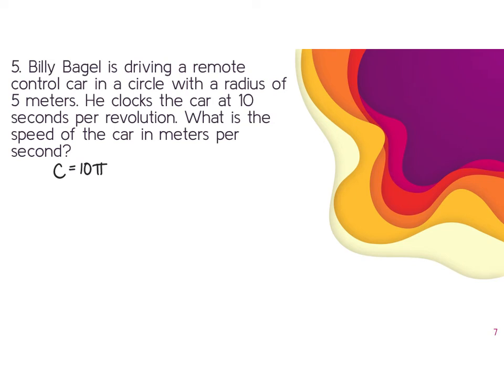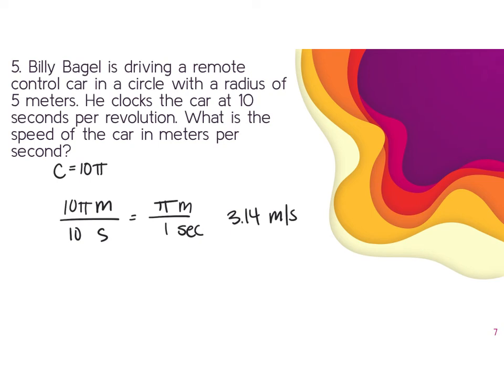Now, our problem says that he's clocking the car at 10 seconds per revolution. So for every revolution, for every 10 pi meters, it takes 10 seconds. Now, it's asking what is the speed of the car in meters per second. So in meters per 1 second. As I look at this, I can reason through. I can divide 10 and 10 to get just pi meters per second. In the real world, I'd probably call that 3.14 meters per second.